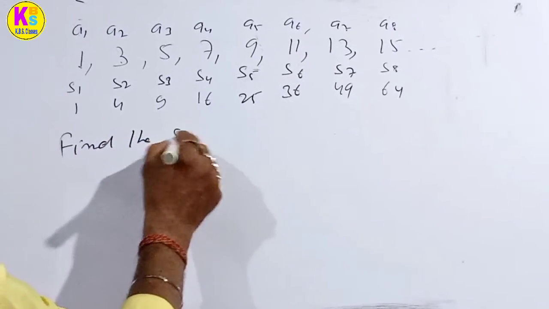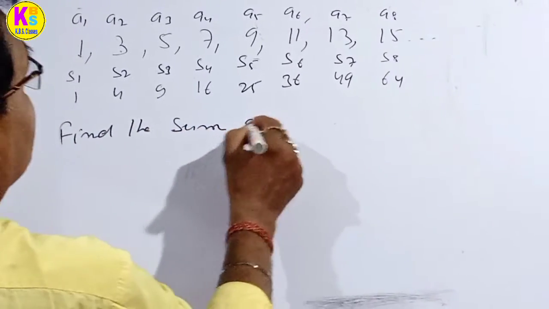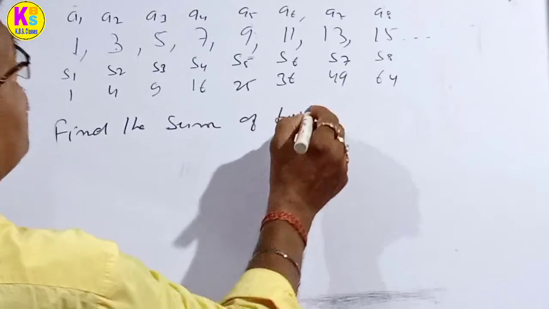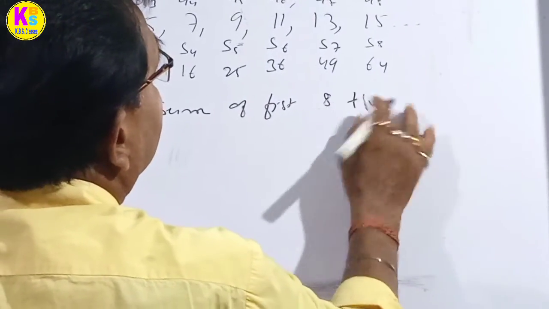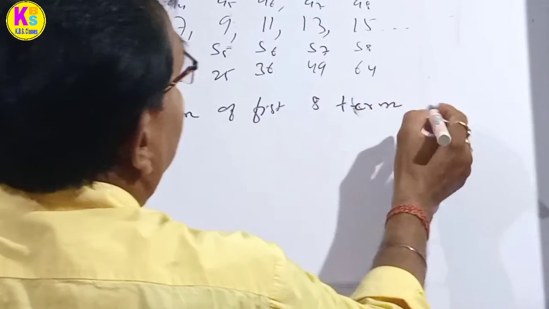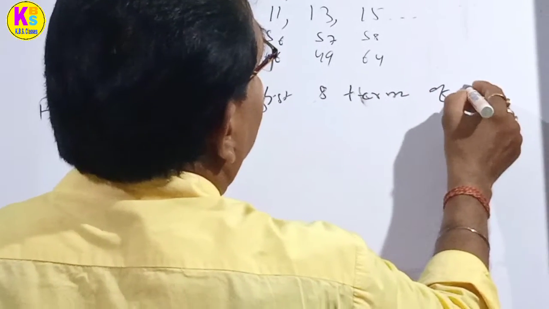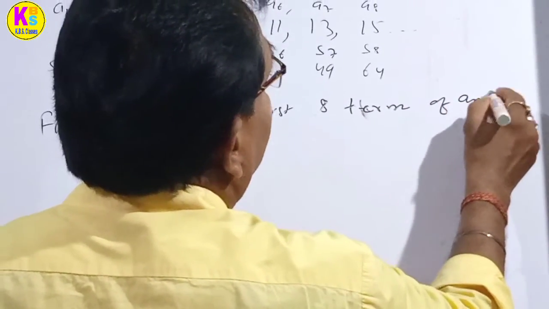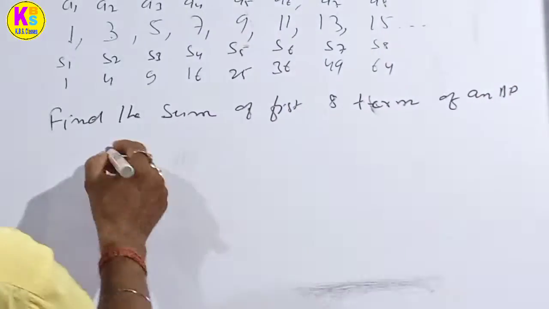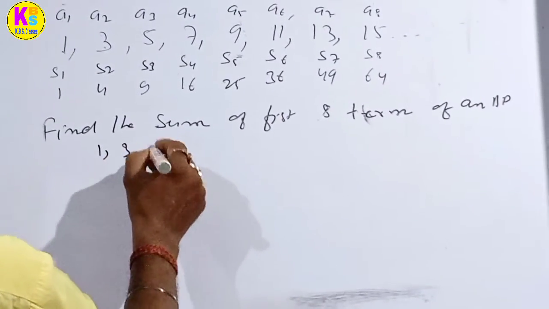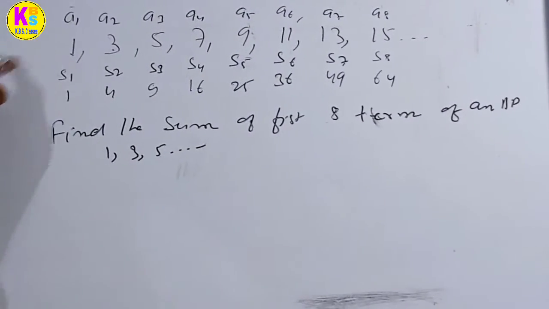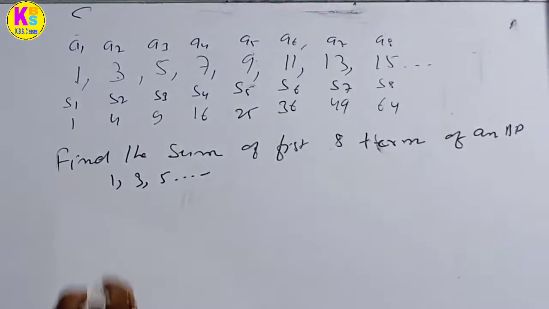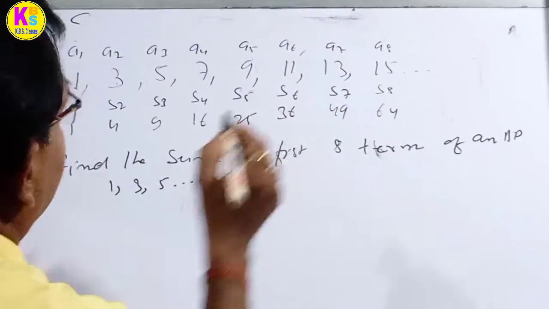Find the sum of first 8 terms of an AP 1, 3, 5, and so on. Means this one I have taken here as an example. So the sum of 8 terms.